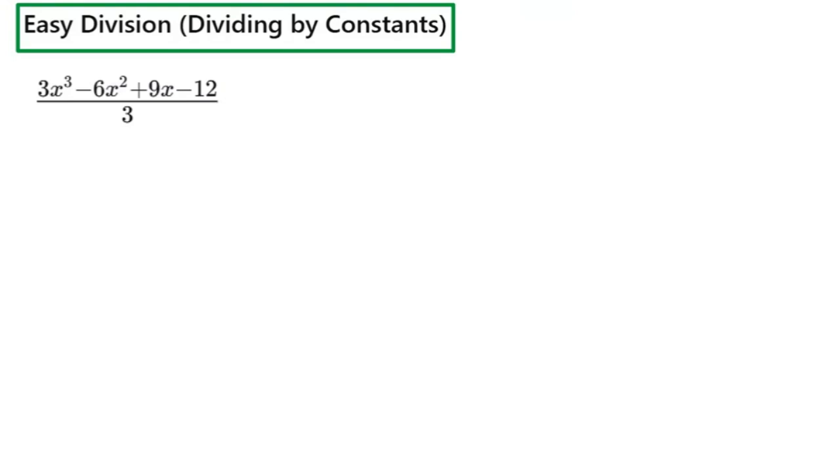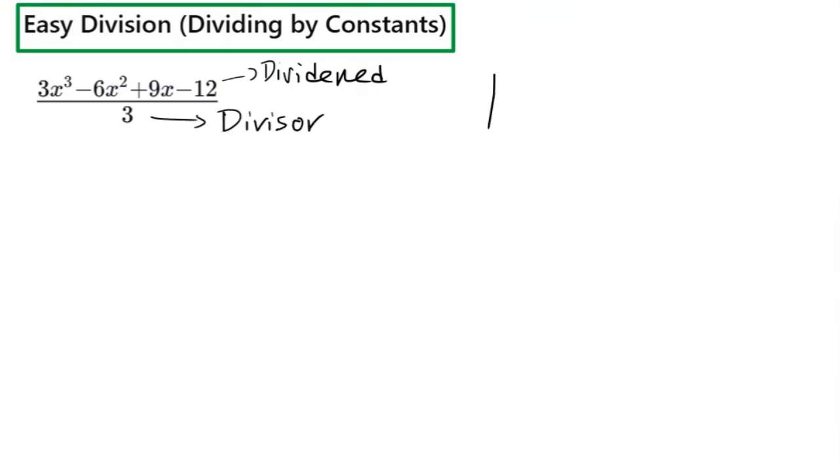Let's take a look at this first problem. I'm calling it easy division. The reason is that you are dividing a cubic polynomial by a simple constant, 3. This top value is known as the dividend, and the denominator is known as the divisor.